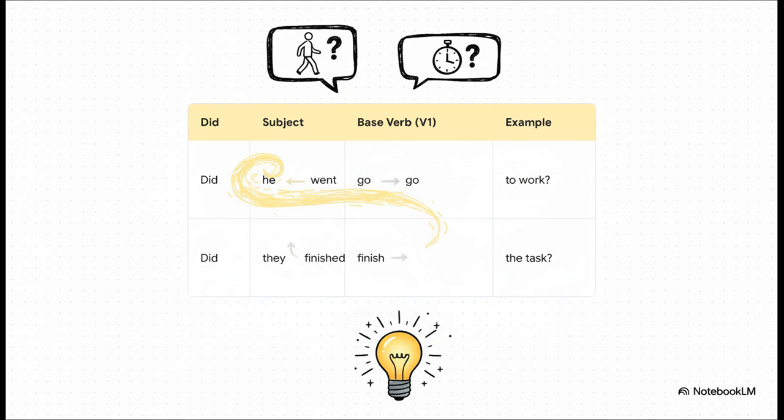Look at that first example. The statement would be, he went to work. But when we ask the question, because did is doing all the work, went just relaxes and goes back to its original form, go. See? Did he go? Same thing for the second one. They finished becomes did they finish? It's just one simple switch, but it changes everything.